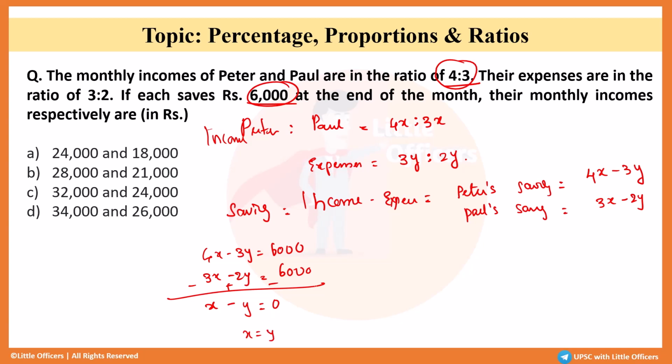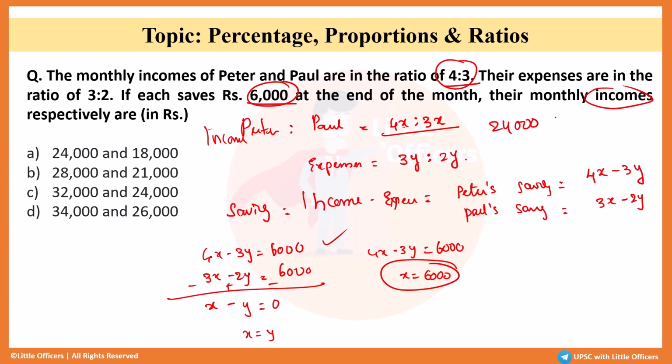Now x equal to y आ गया. So if you substitute x equal to y anywhere, यहाँ पर भी रखेंगे. Say 4x minus 3y is equal to 6,000. That is the equation here. So if you put x equal to y, then 4x minus 3x is equal to 6,000. x is equal to 6,000 rupees. So x का वैल्यू यहाँ पर सब्स्टिट्यूट करेंगे तो क्या होगा, क्योंकि हमें मंथली इनकम ही चाहिए. So this will be 24,000 for Peter and 18,000 for Paul.